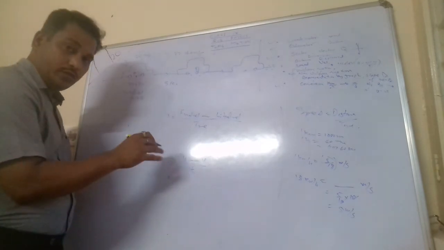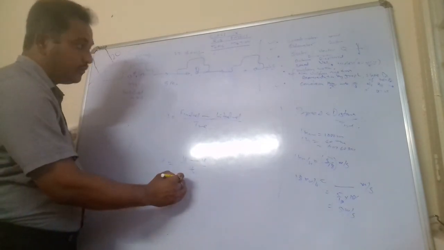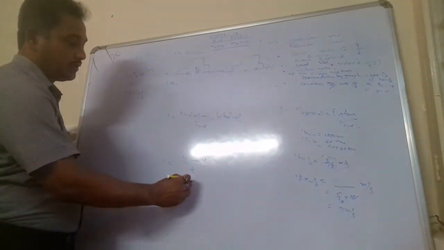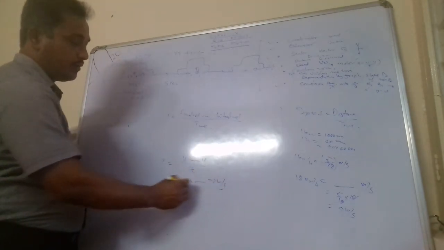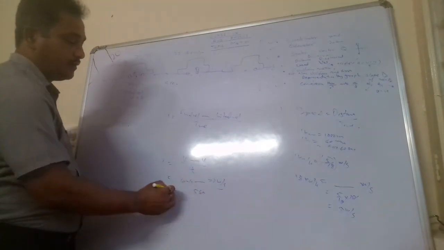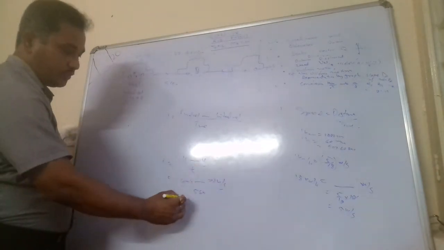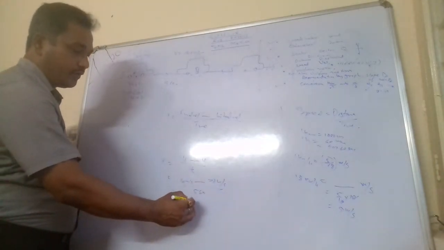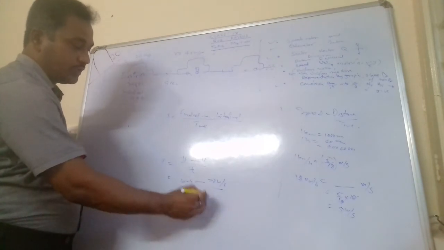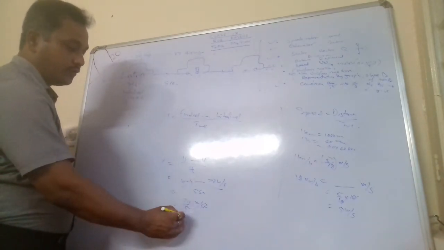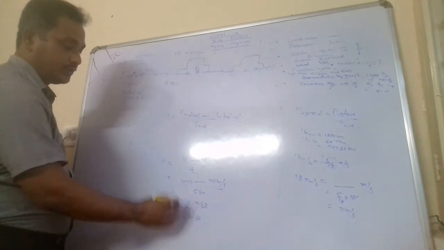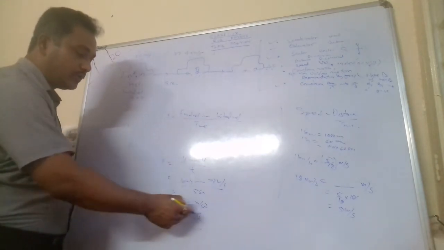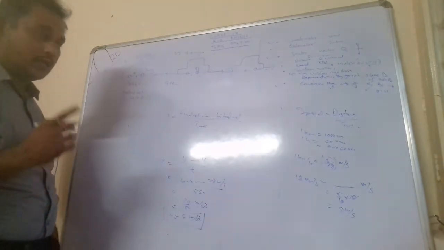Now we will put the values in this formula. So this will become 40 meter per second minus 20 meter per second, divided by 5 seconds. This will be equal to 20 upon 5 meter per second square, that is equal to 4 meter per second square. That will be the acceleration. So like that you can easily calculate the acceleration.